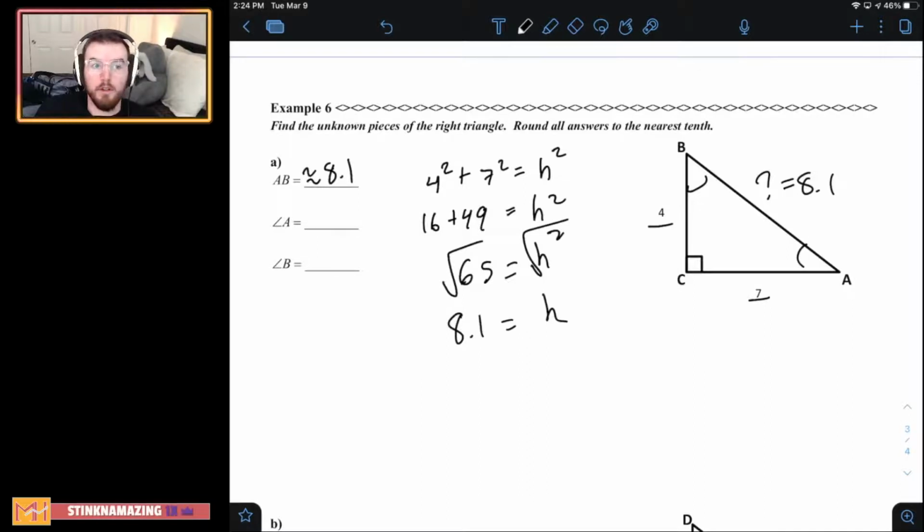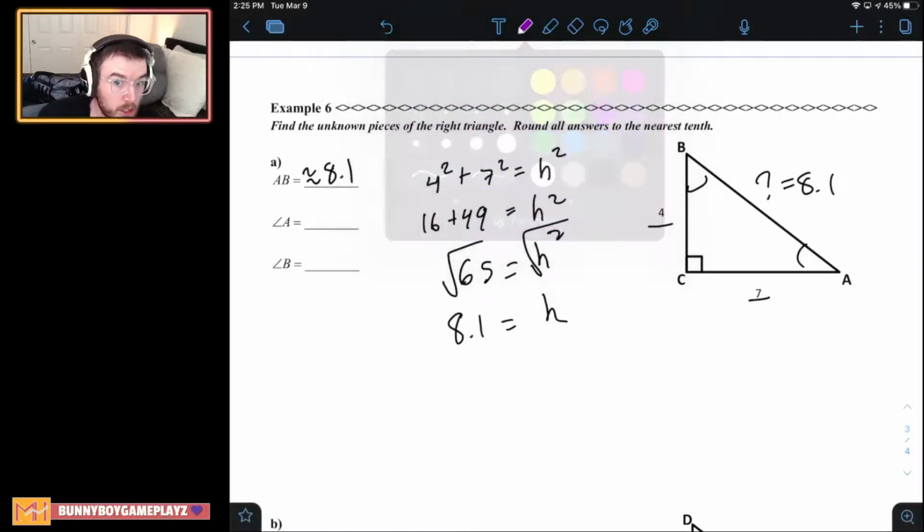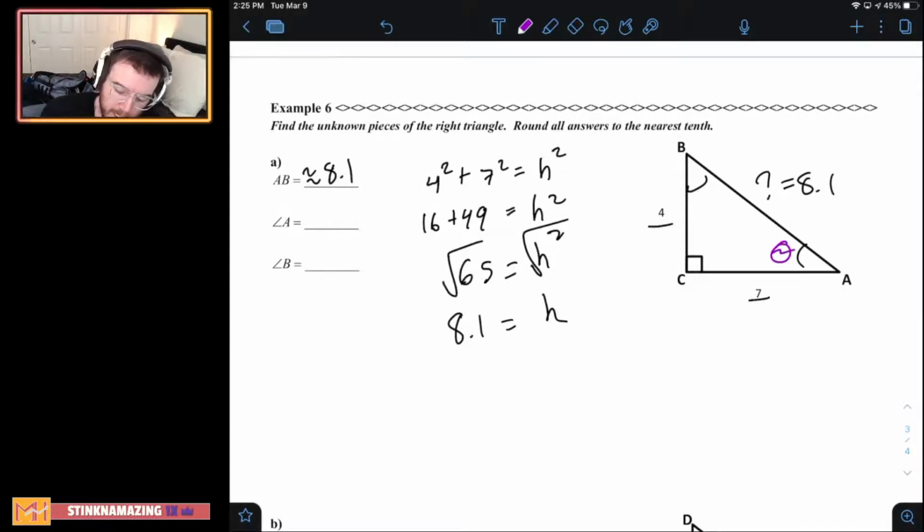Now, how do we solve for angles? Did you hear me 20 seconds ago? This is pretty important. Write this down. Inverse trig functions solve for angles. Inverse trig functions solve for angles. So, which inverse trig function do we use? That is the question. If I'm trying to solve for angle A, I've been given the opposite and I've been given the adjacent side. What function is that?